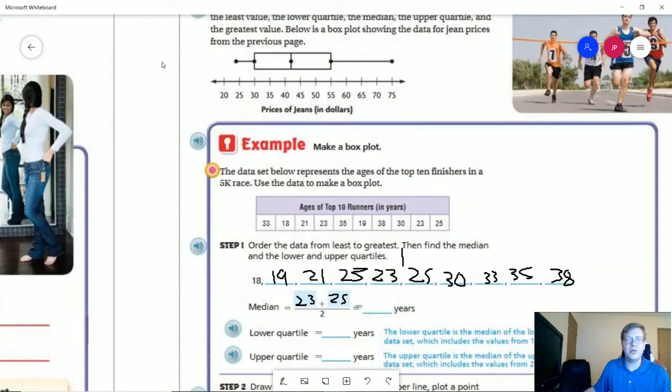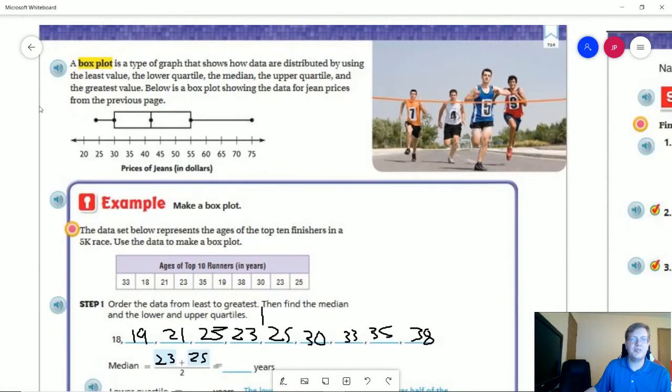So as we move forward, we would take that information and go ahead and put it in our box plot. So our box plot is going to start with our lowest value for our data. Then we would use our lower quartile, our median, our upper quartile, and our highest value. And then we're going to draw a box around that from the lower quartile to the upper quartile, and then we draw a vertical line through the middle to represent the median. So let's go ahead and try that.